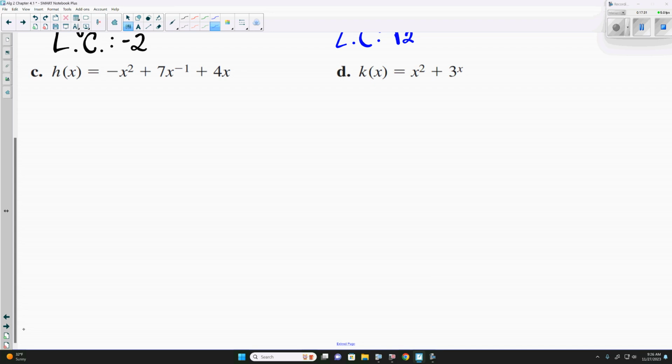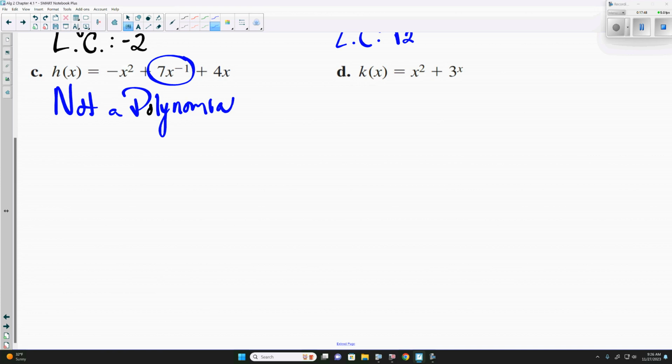C. So it is a polynomial function, yes? Why not? We have a negative exponent, 7 times x to the negative 1. That's a polynomial function, not a polynomial. That's it.